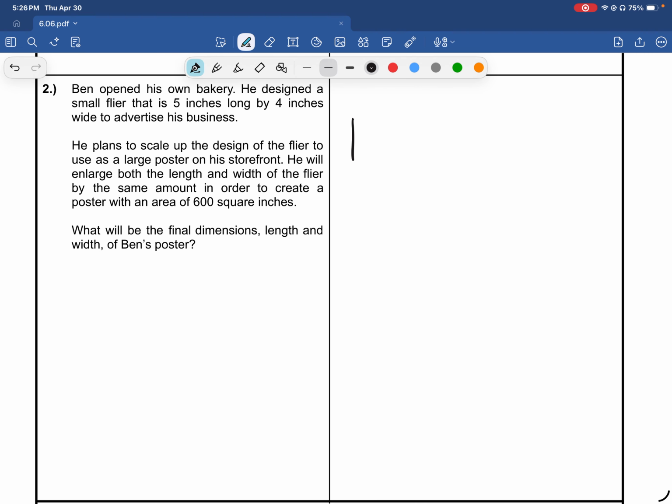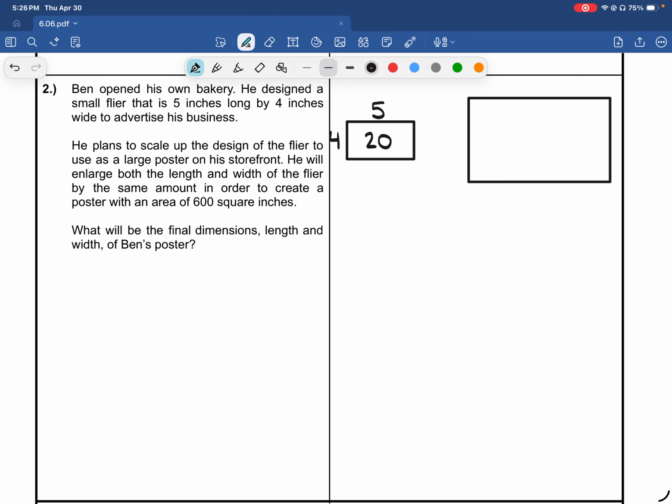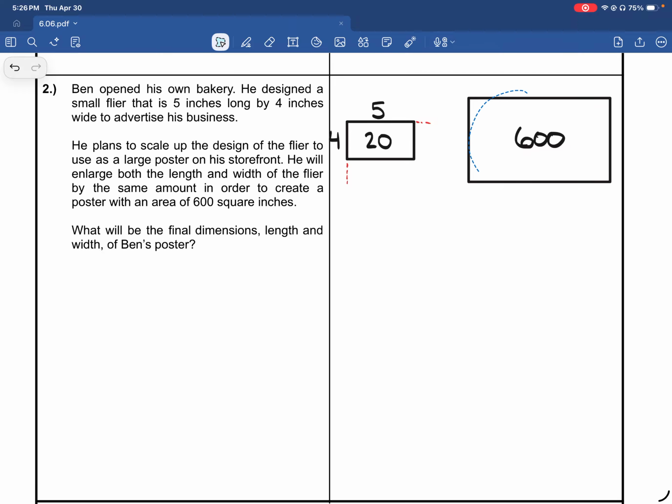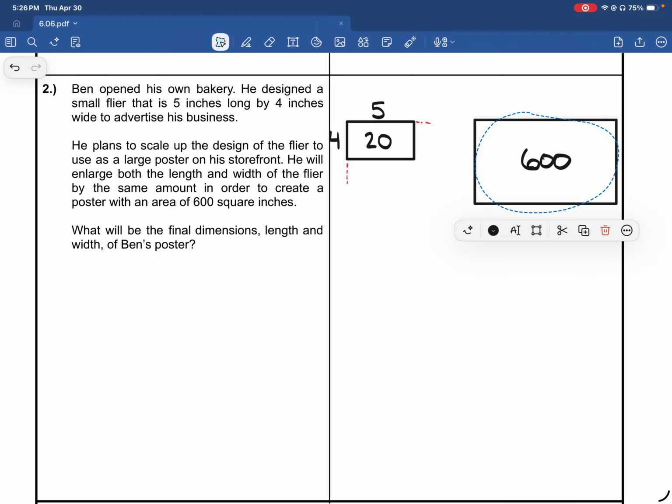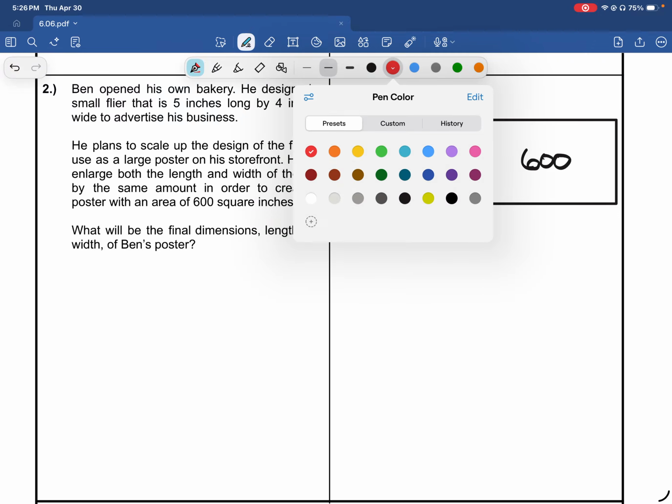So I'm going to draw a little picture here. This was 5 by 4 to give us a rectangle that's 20 square inches. And now we're going to have a much larger rectangle that has an area of 600. And what he's going to do is tack on some extra to both the length and width. But we don't know what he's going to tack on.